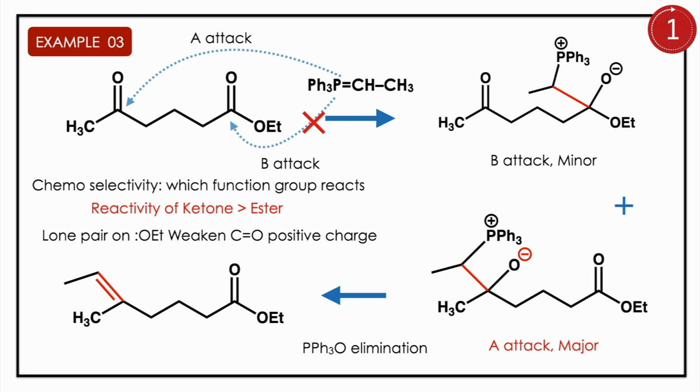You end up with a C-C bond on the ketone carbonyl, not on the ester carbonyl. So two attacks are possible. A attack leads to the ketone. B attack leads to the ester. A is major because it is the ketone. Then phosphine oxide elimination, and you end up with the final product. The concept you have to learn here is that in the Wittig reaction, the reactivity of the carbonyl decides the functional group reactivity.